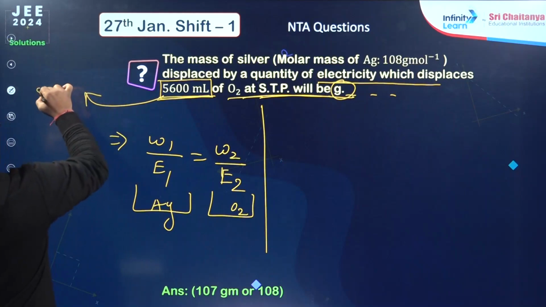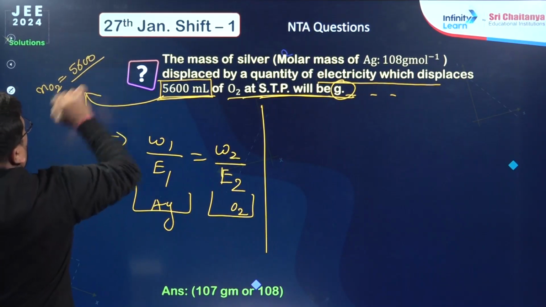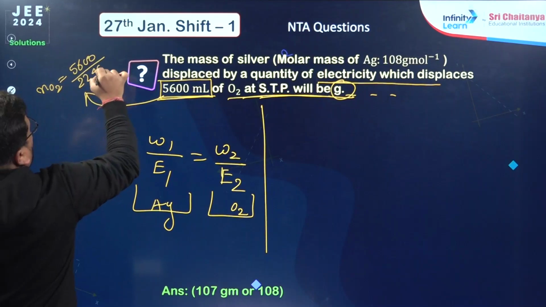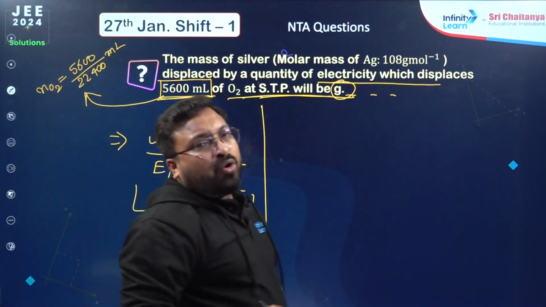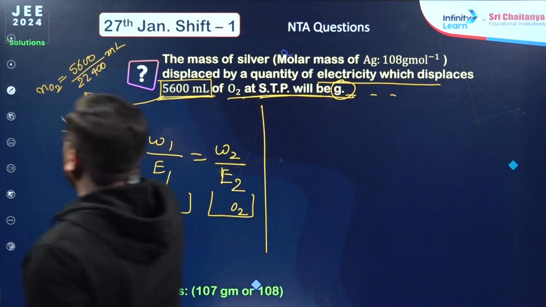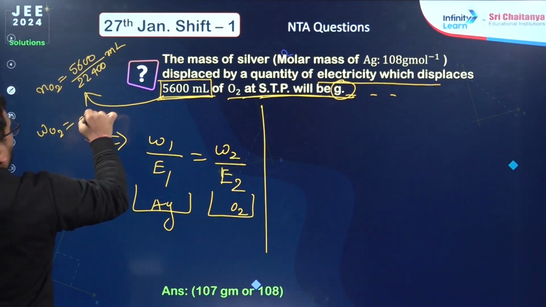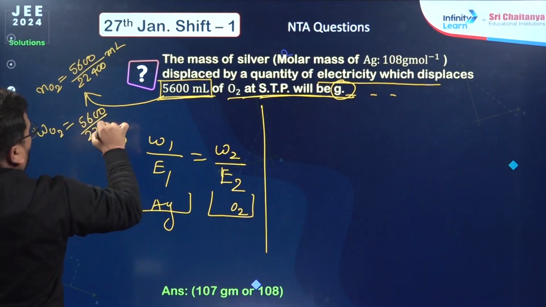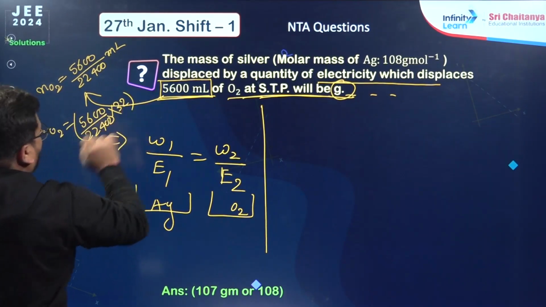Okay, so look, what will be the mole of O2? This is 5600 divided by 22400 ml. From here you will get the mole value. Then you will get the weight of O2, just multiply by this value. So 5600 by 22400 into 32. Okay, you will get this value.